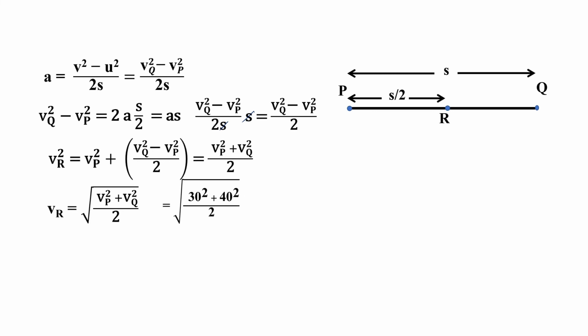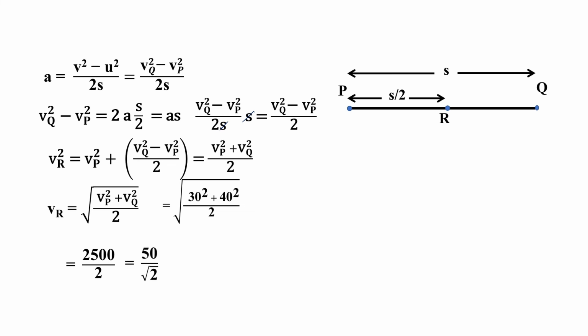Substituting 30 squared plus 40 squared by 2. So that is 30 squared 900, 40 squared 1600, 1600 plus 900 is 2500, by 2.